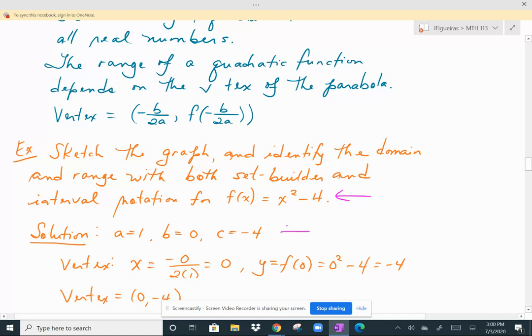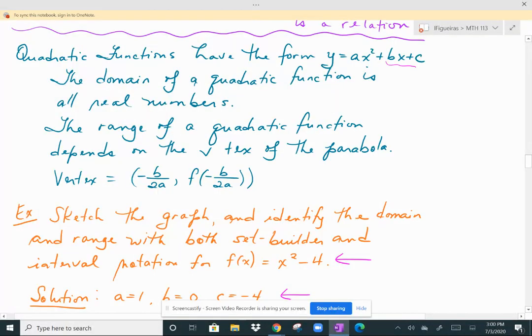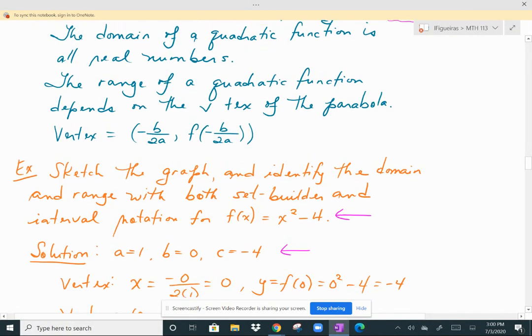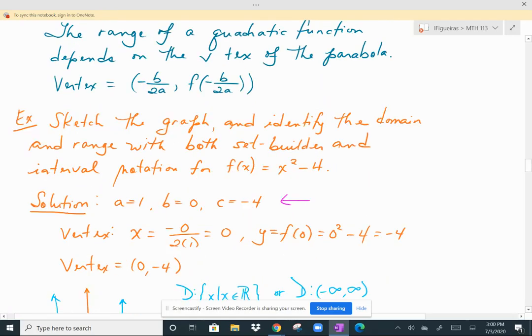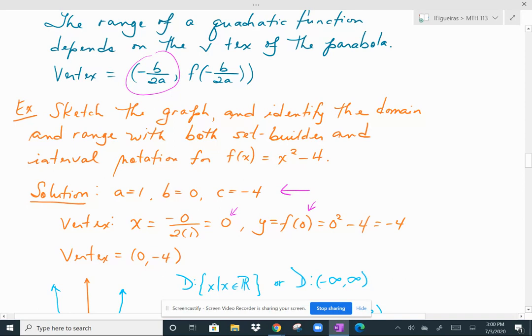So a is the coefficient of x squared, so that's 1. B, which is the coefficient of x, well, that doesn't exist, so it's 0. And c is the constant, so that's negative 4. So your vertex, remember, it's this formula, negative b over 2a. So I get negative 0 over 2 times 1. So my x value is 0. Plug that value into your function, and so f of 0 gives me a value of negative 4. So your vertex is the point (0, -4).